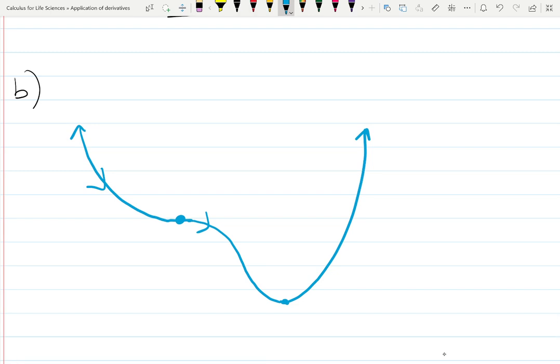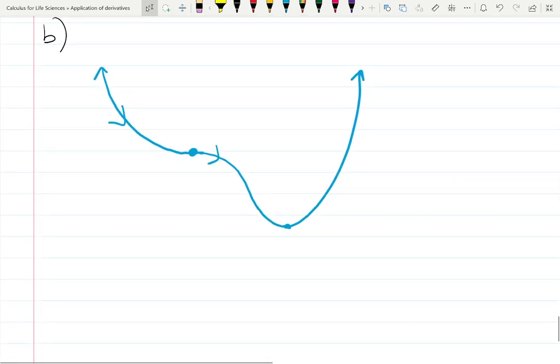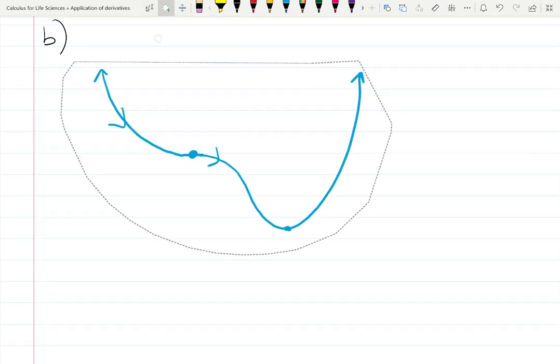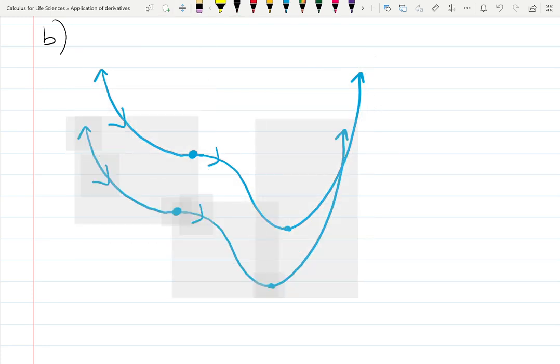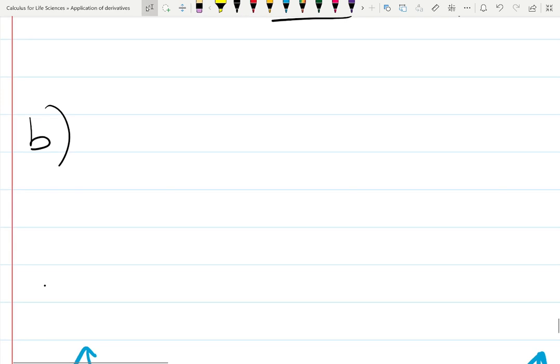So, increasing, decreasing. Wait, why did you write B for that? I thought B was finding the extrema. No, it's a graph, I know. It's just a graph. I want to show you the graph first. You're right, he is right. B asks to find local maximum, local minimum.